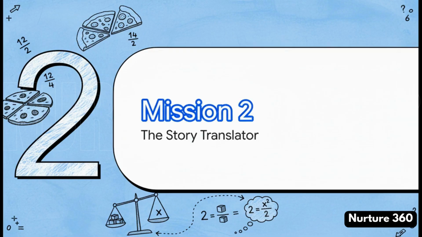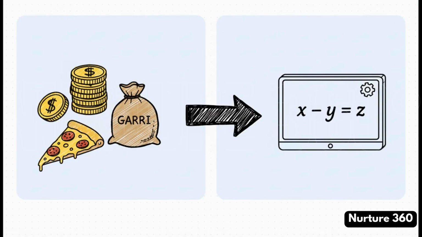Welcome to Mission 2, translate the story. This is where the math hits the real world. Okay, so the key skill here is all about translation. We're going to take a regular story, about sharing money or counting sacks of gari or anything really, and our job is to convert that story into a clean, solvable math equation, just like the one we crushed in Mission 1.